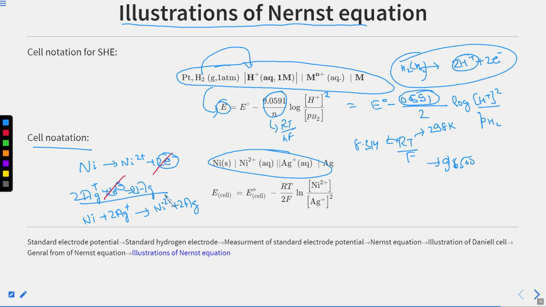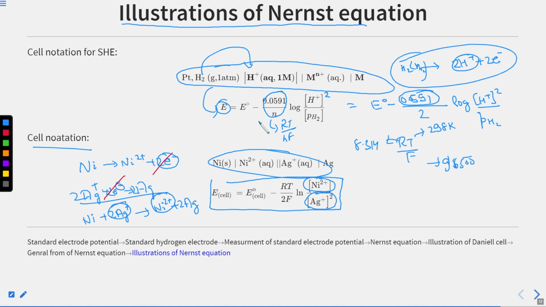In the final equation you can see that we have Ni2 plus on the right side, on the product side. So it is written on the upside, Q is equal to product by reactant, and we have Ag on the left side with a coefficient of 2. So we have raised it to the power of 2. And therefore you get our final Nernst equation for the given cell representation. You should remember all these steps one by one to finally find our Nernst equation. It is very important to use the cell representation to write our final Nernst equation.